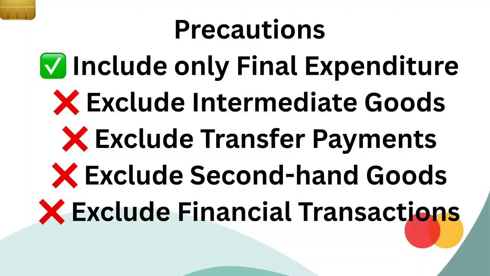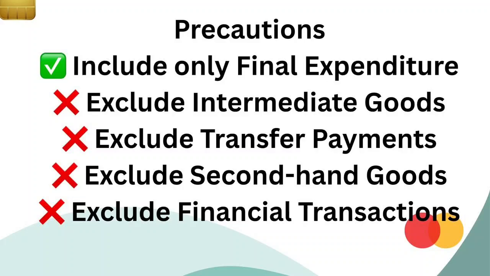Fourth, exclude second-hand goods. Suppose you buy a used bicycle from your neighbor. No new production has taken place. Therefore, the value of bicycle is excluded. However, if a dealer helps sell the bicycle and charges a commission, the commission is included because it is payment for a current service. Fifth, exclude financial transactions. Buying shares, bonds, or debentures does not create new production. These transactions simply transfer ownership of financial assets, so they are excluded from national income.